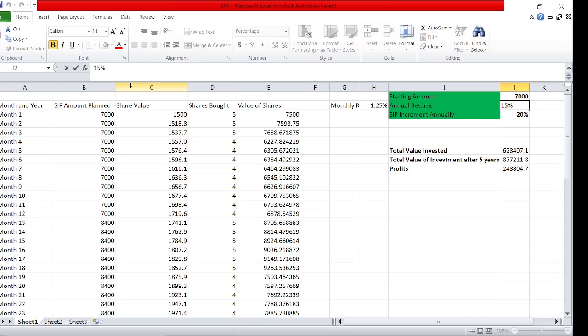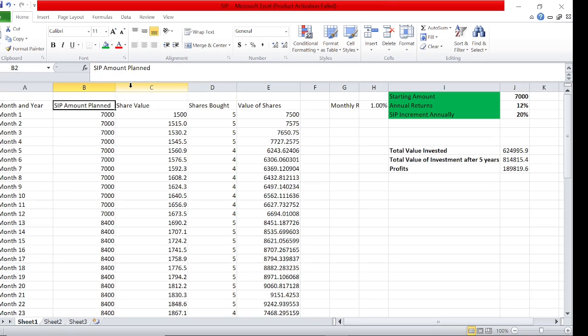Suppose you want to be more conservative, I will make it even 12%. So monthly return will be 12% by 12, which is 1%. Even here, as you see, the invested amount is 6,24,000, value of investment is 8,14,000, and we're still making profits close to 2 lakh over a period of 5 years, which is cool.